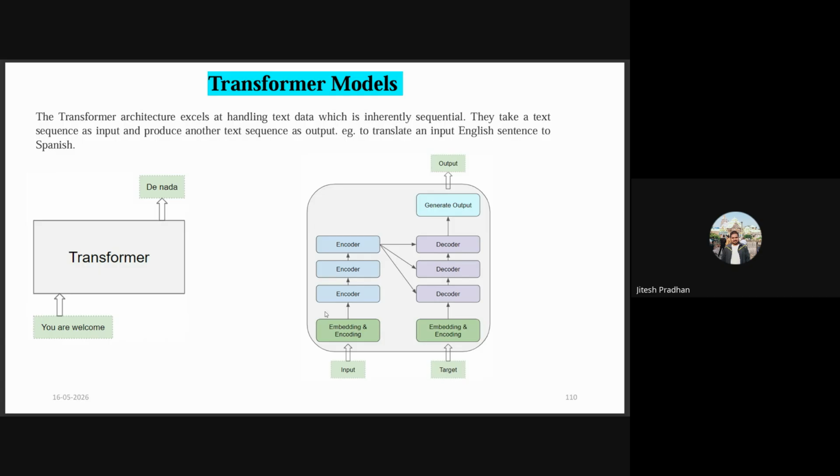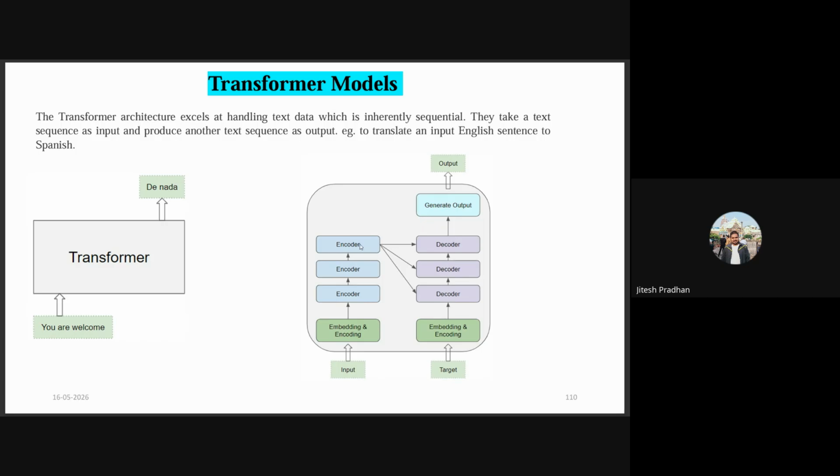Okay, now look here. It is an input, and it is a target. The target means the translated output. So during the training process, input will be given. The input will be in the form of embeddings: your embeddings and positional encoding. Then we will have encoders, then the encoder will be trained, and we will have a series of decoders.